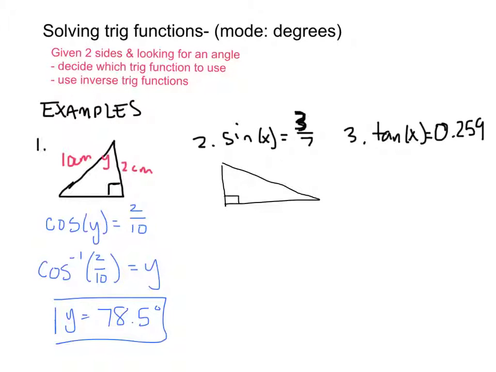It doesn't matter where I put x, so I'm going to put x over here. Now the sine is 3 over 7. So where is that 3? Is it over here on this side or on the bottom? Or across the hypotenuse? Since sine is opposite over hypotenuse, it needs to be opposite the x. So this side right here. So we have 3 over 7, opposite over hypotenuse.